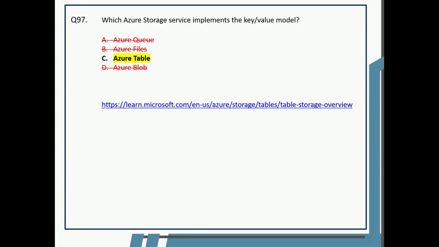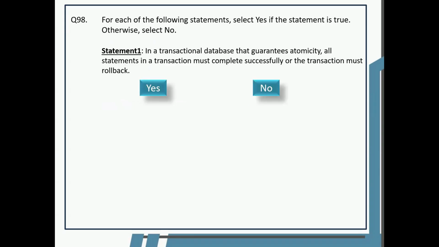We will move on to the next question of the series where we have another series of statements and need to tell whether they are right or wrong. Now, the first statement is: in a transactional database that guarantees atomicity, all statements in a transaction must complete successfully or the transaction must roll back.